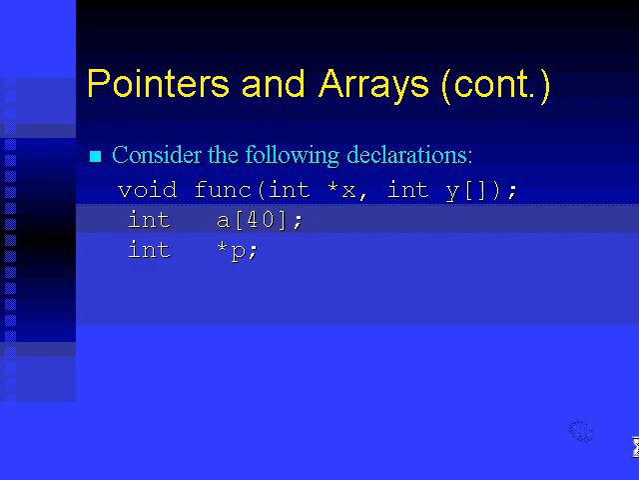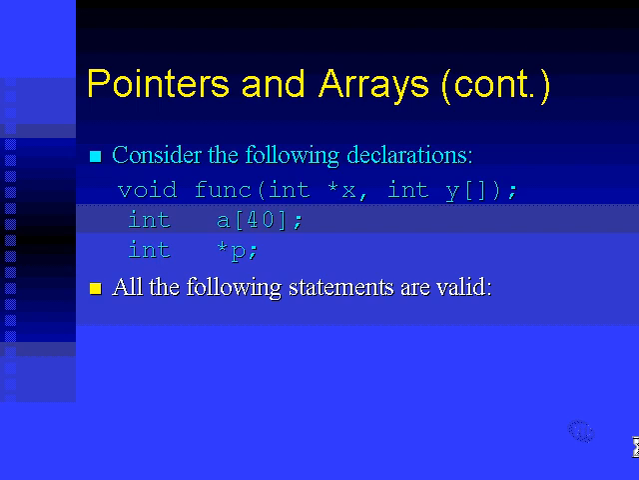Let's say we've got the following declarations. We've got a function, we've called it func, which takes a pointer to an integer, and its second parameter is thought of as an array of integers. Notice there's no size in the array there. That's not legal to put a size inside the brackets there. Now, separate to that, inside another function, you've got two variables, one called a for array, which is say 40 integers, and you've got p for pointer, which is a pointer to an integer.